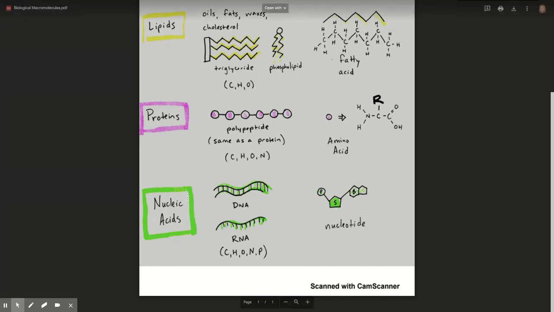Lastly, nucleic acids are DNA and RNA. They are comprised of carbon, hydrogen, oxygen, nitrogen, and phosphorus. The monomer that makes up a nucleic acid is called a nucleotide. And nucleotides are made of phosphorus, a 5-carbon sugar, and then a nitrogenous base.